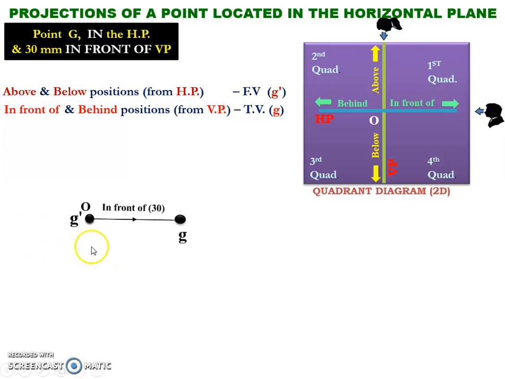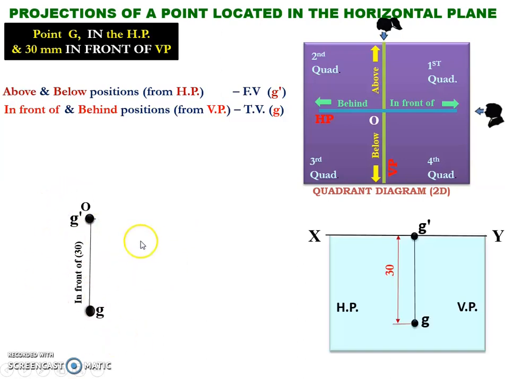In the same way, here we need to rotate the horizontal line, that is OG line, into 90-degree clockwise. So this will give us the final solution, and this can be represented on a 2D plane or on a 2D paper like this.